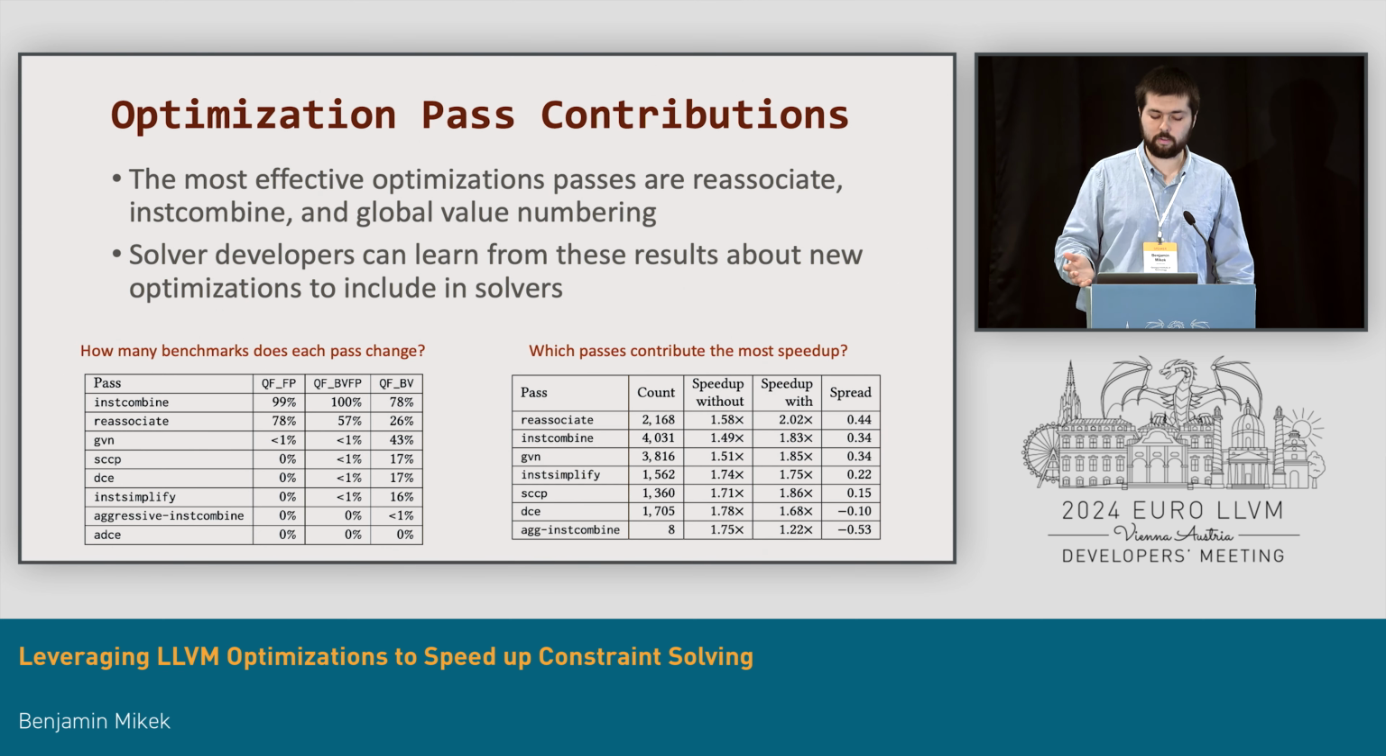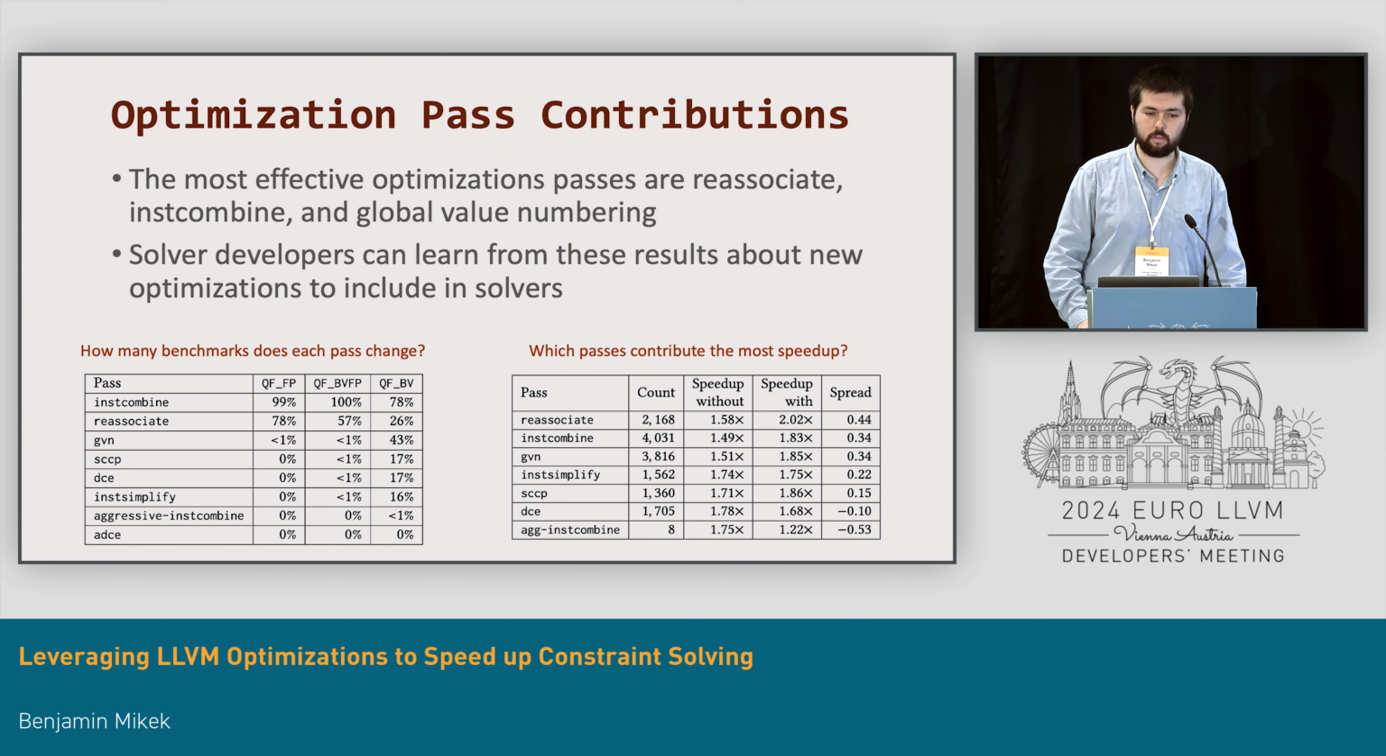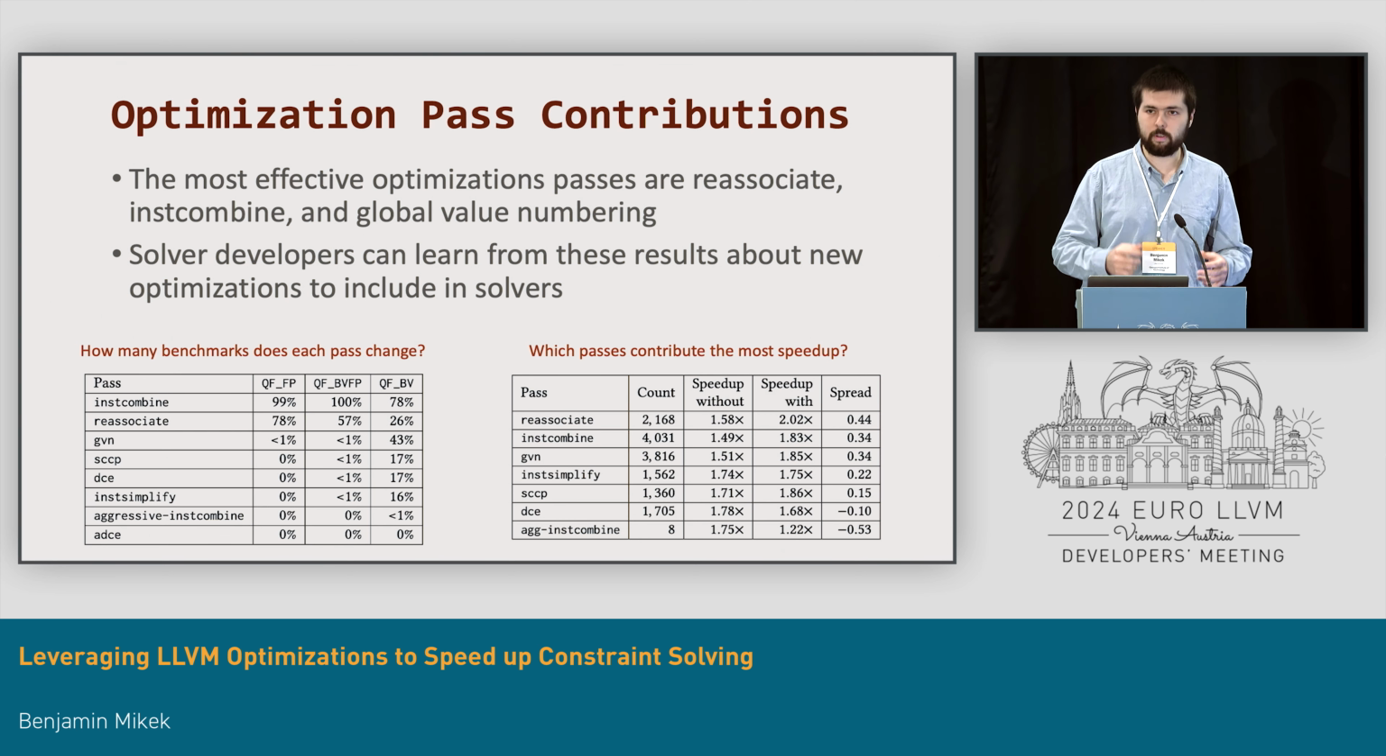So the most effective passes are inst combine and global value numbering and reassociate. These are, to me, a bit surprising. These are by far the simplest passes that we have in LLVM. And these are the ones that are making the most difference for SMT constraints. And this suggests that solver developers could learn something from this work and apply some of the passes that exist in LLVM and other compilers to solvers to help improve performance.